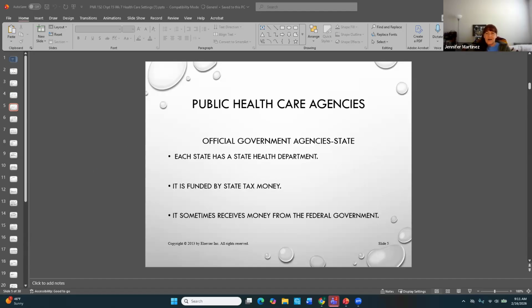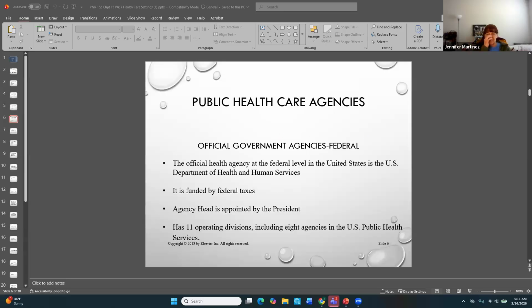At the state level, each state also has its own health department, funded by state money, and sometimes it may receive money from the federal government as well. And then the federal level. The official health agency at the federal level is the U.S. Department of Health and Human Services. It is funded by federal taxes, and has a person appointed by the President of the United States as the head of the agency. That person will advise the President on health matters.